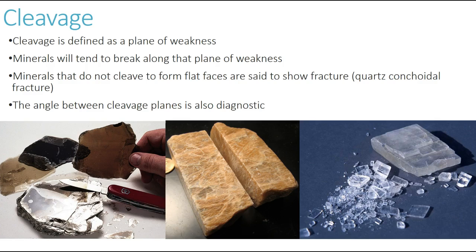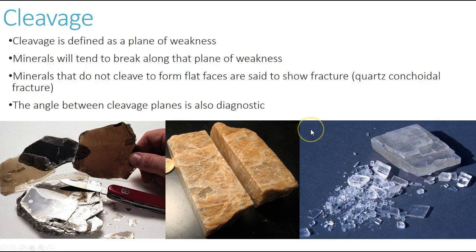The angle between the cleavage planes is also diagnostic. Here at the bottom, we've got mica. In this case, it's actually biotite. We can see that we've got one perfect plane of cleavage. It is a perfect plane. You can peel off layers of mica. And then we have feldspar. This is potassium feldspar or orthoclase, and it has two planes of cleavage that align at 90 degrees. So this is a cleavage plane, and this is also a cleavage plane here.